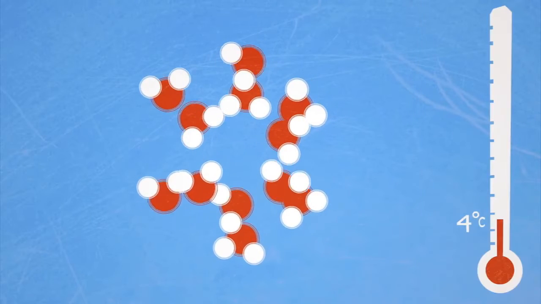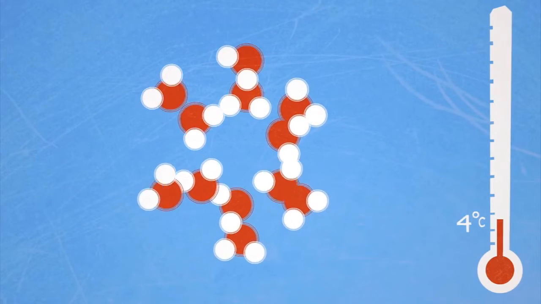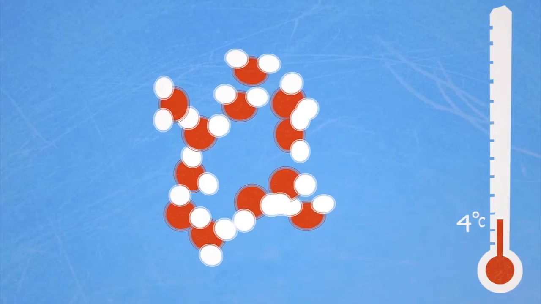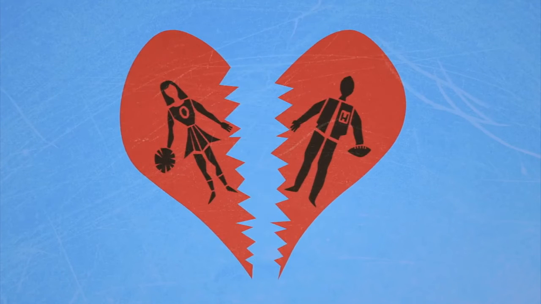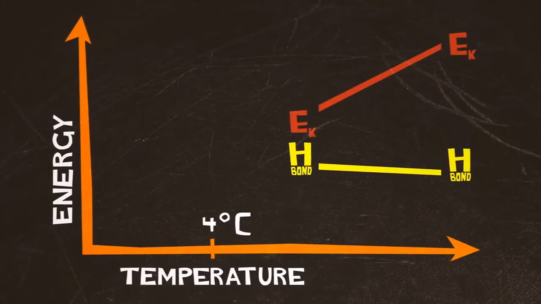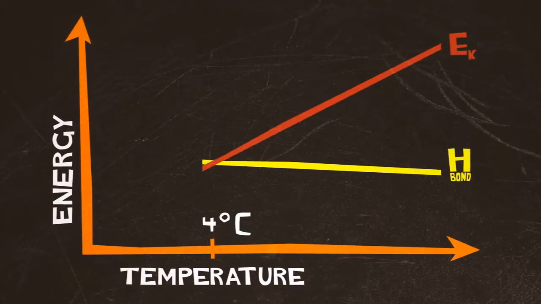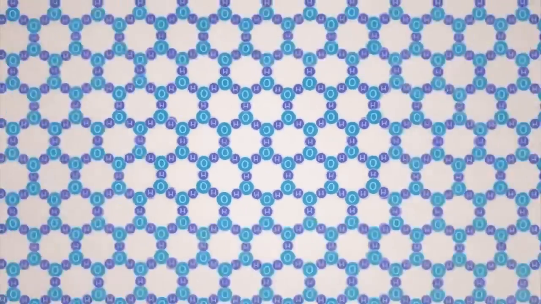Now back to our water as it cools down. Above 4 degrees Celsius, the kinetic energy of the water molecules keeps their interactions with each other short. Hydrogen bonds form and break like high school relationships. That is to say, quickly. But below 4 degrees, the kinetic energy of the water molecules starts to fall below the energy of the hydrogen bonds. So hydrogen bonds form much more frequently than they break, and beautiful structures start to emerge from the chaos.